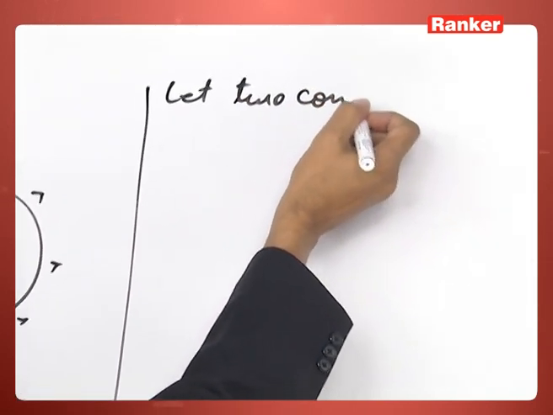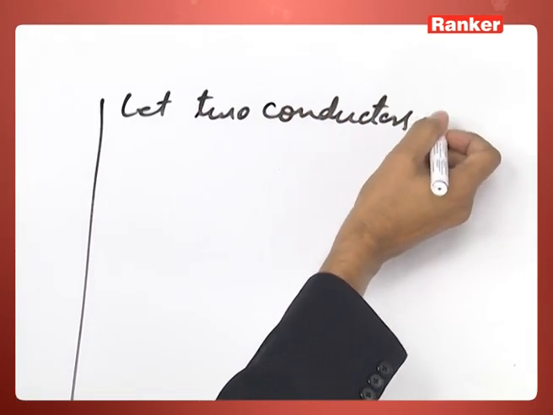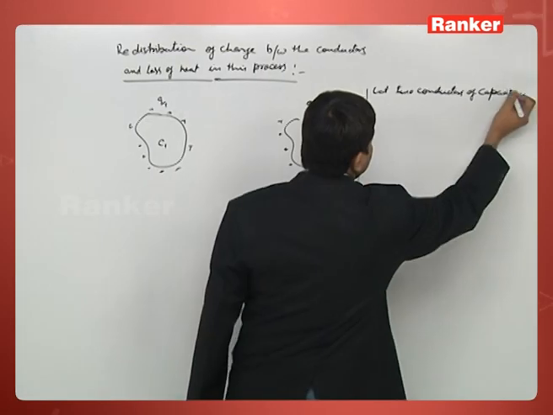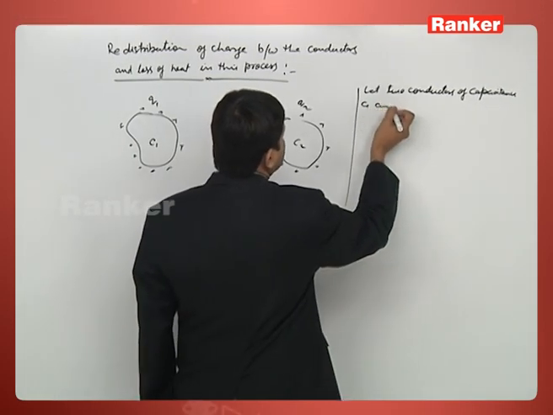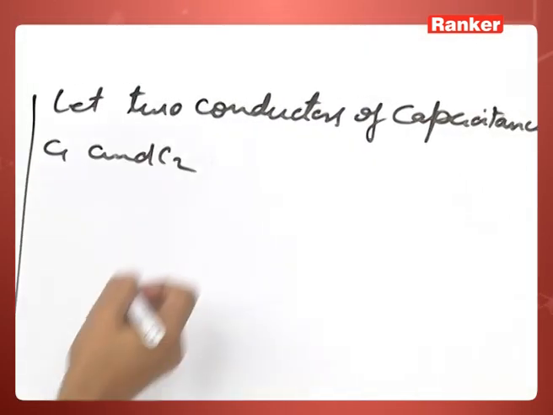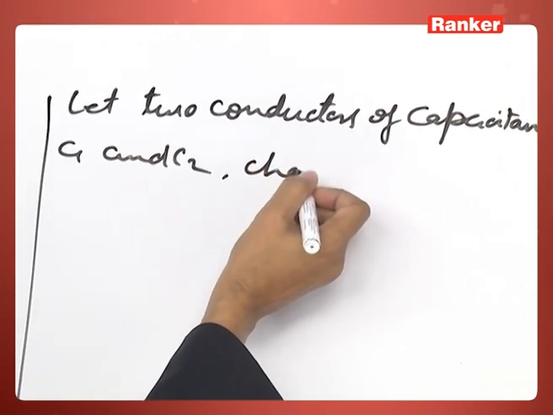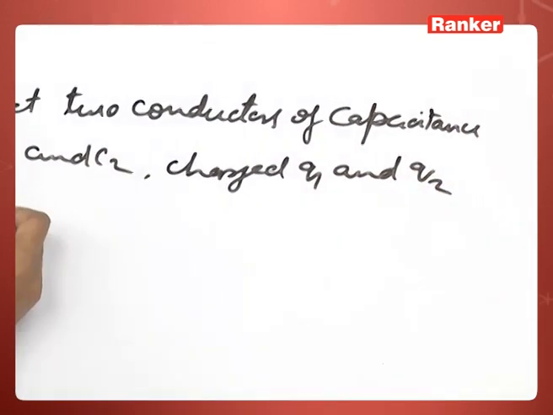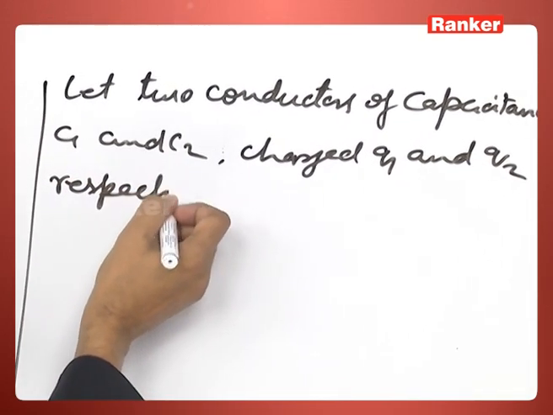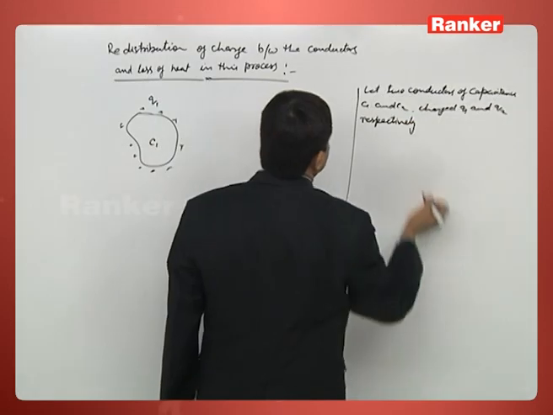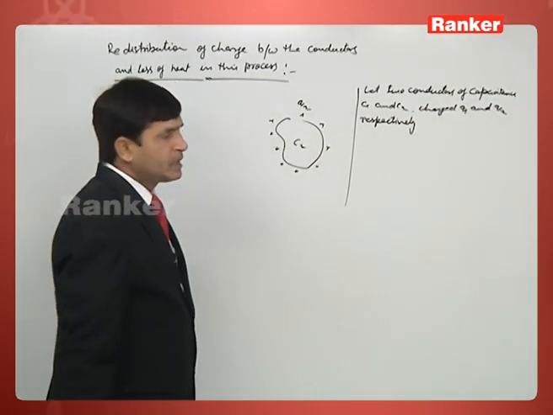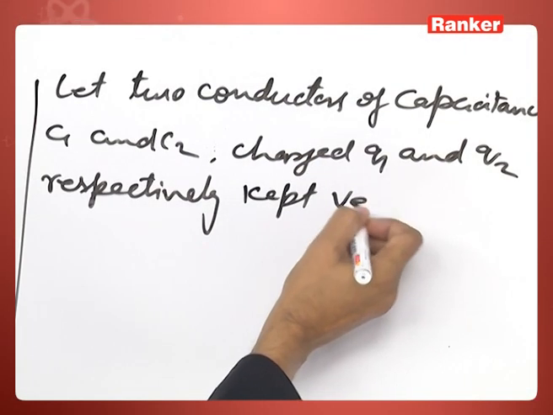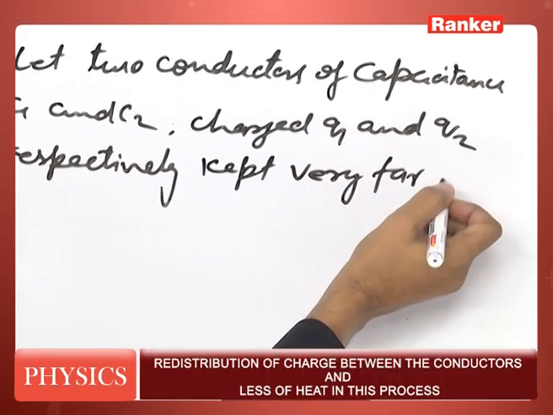So let two conductors of capacitance C1 and C2, with charge Q1 and Q2 respectively, be initially kept very far away.